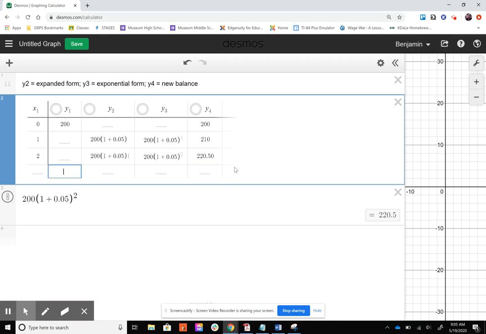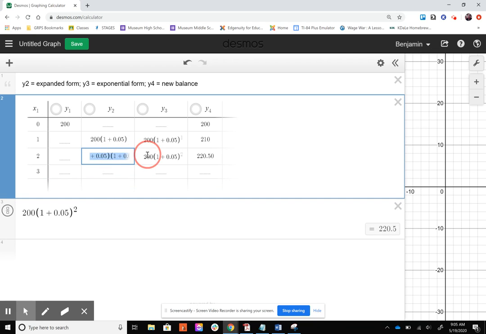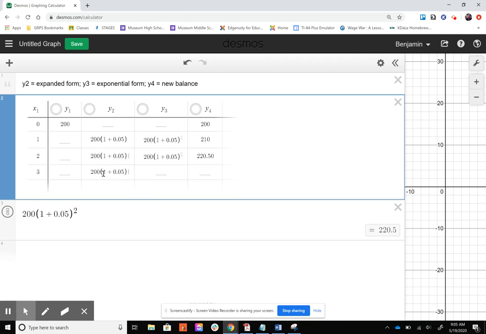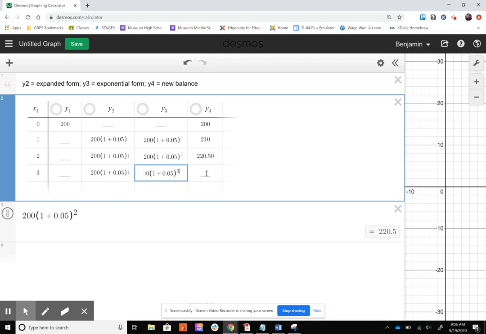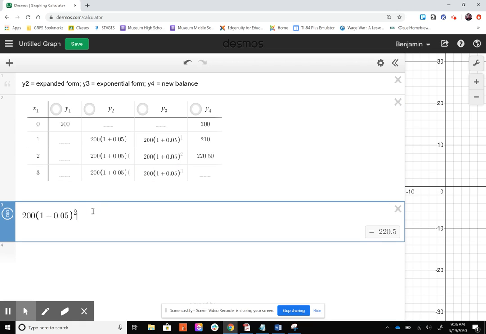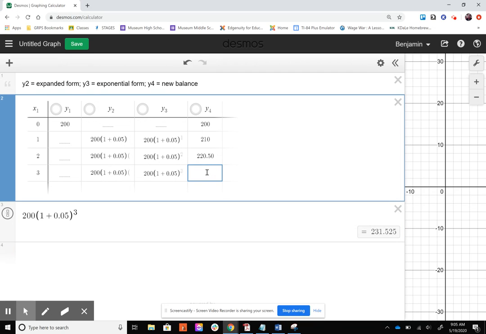$220.50. And we're going to continue this pattern all the way down. So I've got all of this, and then I'm multiplying it by another year has passed, year 3. So yay, we gain more money, 5% more, because I haven't put any money in or taken any money out. And then this time, I'm going to the third power because I have 3 years. So let's see what that gives us. 3 years, $230, and we'll round to 53 cents.